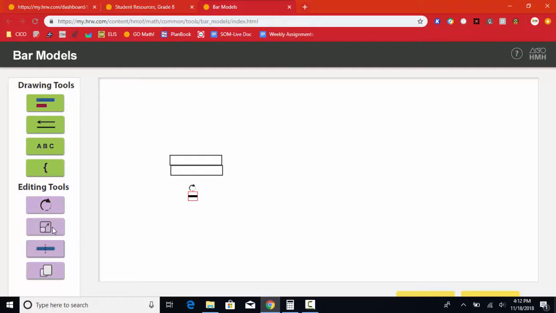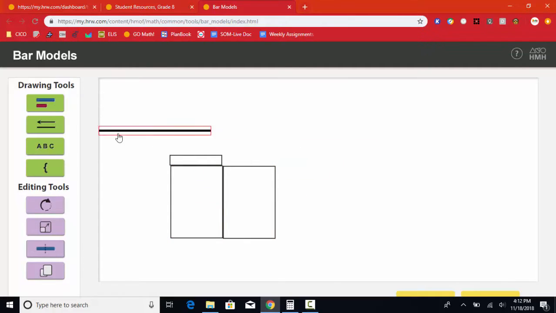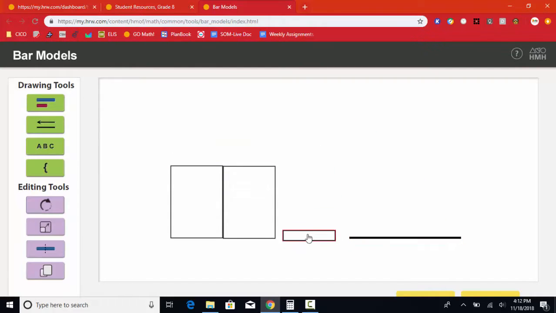We can rotate it. We can extend them out. We can cut. We can extend this one as well. Make different things. We can copy it, duplicate it, so that if we need to make a bar graph, we have the stuff here, we can do it.